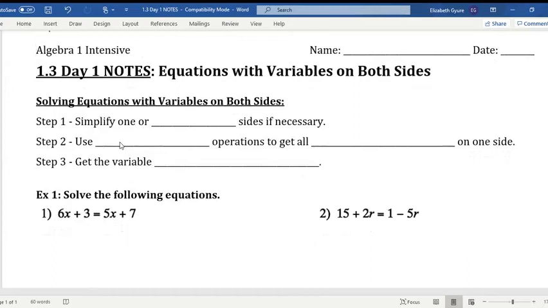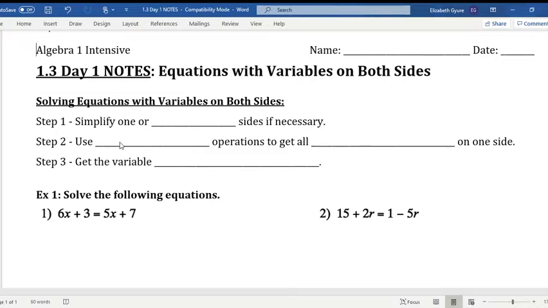This will be really similar to what we did yesterday, except this time with our equations. Except with the equations, you're going to have variables on both sides, so both the left and the right. So there's just going to be a little bit more organizing.